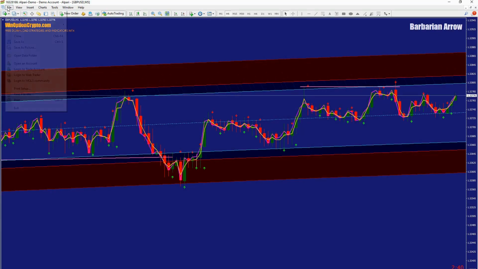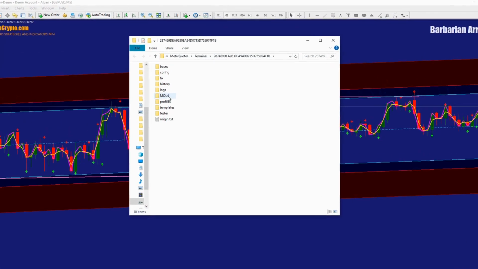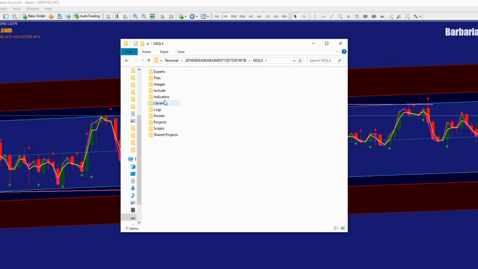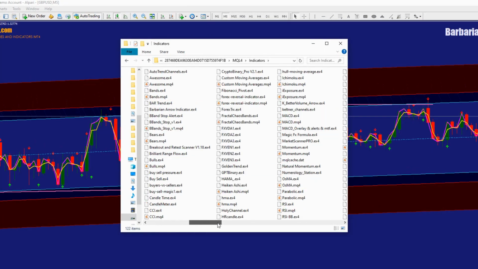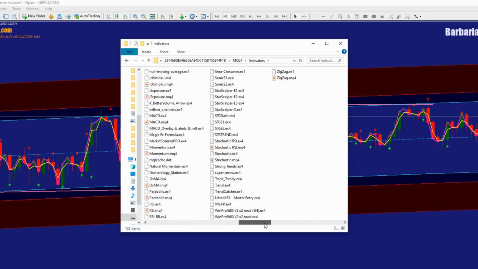First, a few words about how to install the Barbarian Arrow system in the MetaTrader 4 terminal. The indicators of this strategy, together with the template with all the settings, are installed in the MetaTrader 4 platform in a standard way. The link to download the archive with the trading strategy, as well as the instructions for installing it, can be found in the description under this video. Now let's look at the principle of operation and key settings of this strategy.